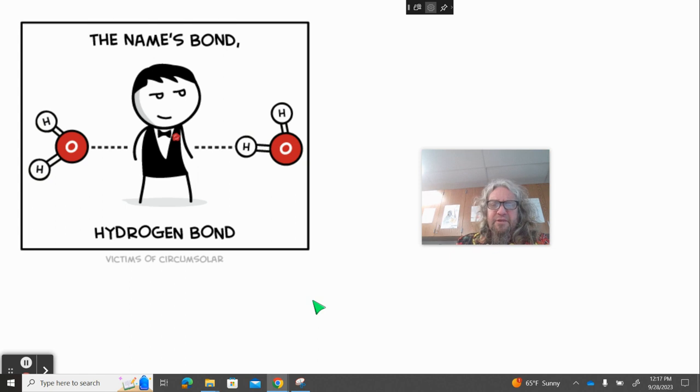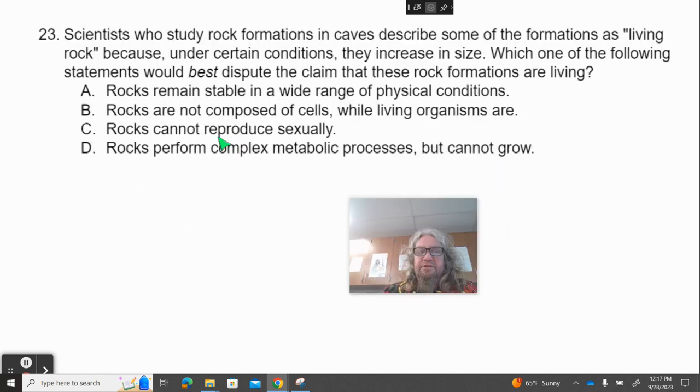All right, number 23. Scientists who study rock formations in caves describe some of the formations as "living rock," because under certain conditions they increase in size. Which one of the following statements would best dispute the claim that these rock formations are living? A, rocks remain stable in a wide range of physical conditions. B, rocks are not composed of cells, while living organisms are. C, rocks cannot reproduce sexually. D, rocks perform complex metabolic processes but cannot grow.